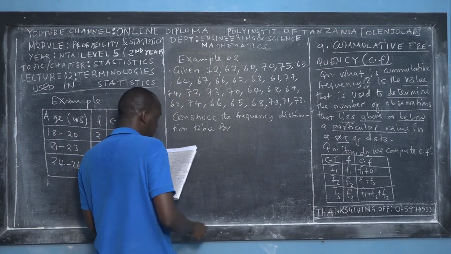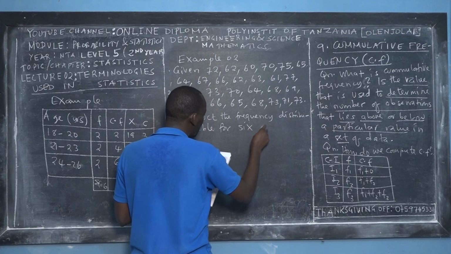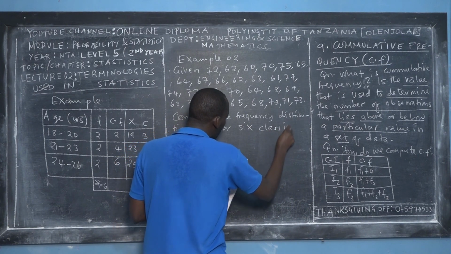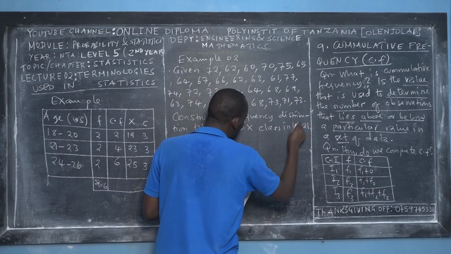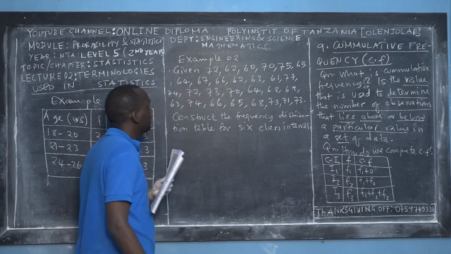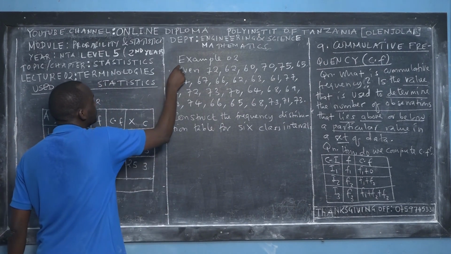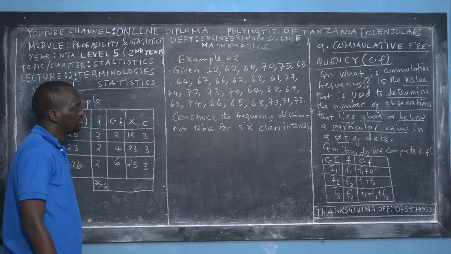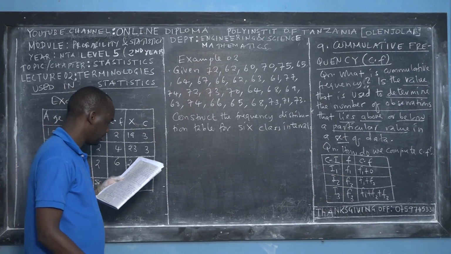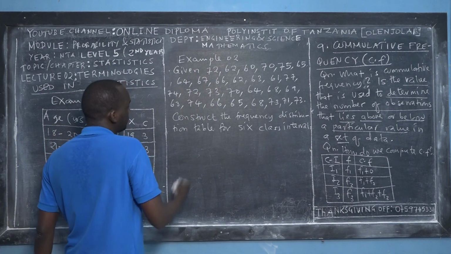Construct the frequency distribution table for 6 class intervals. So how many data do we have there?